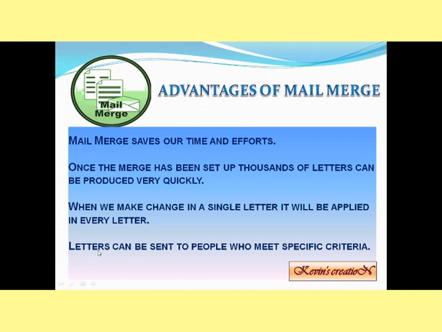And the last one is, letters can be sent to people who meet specific criteria. That means, if you take an example of your school, there are almost 1200-1300 students. Now the school office wants to send the letter to only a certain group of students. For example, the students who are in LKG and UKG. So only their parents will get the letter, because we already have the data source. We have the names of the parents and the addresses, everything is available in the computer.